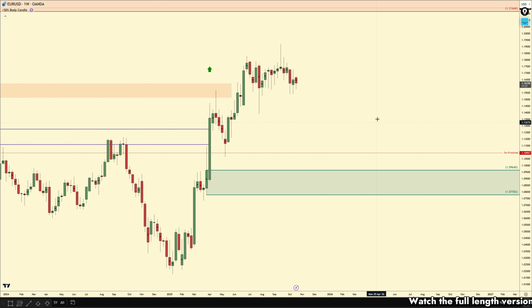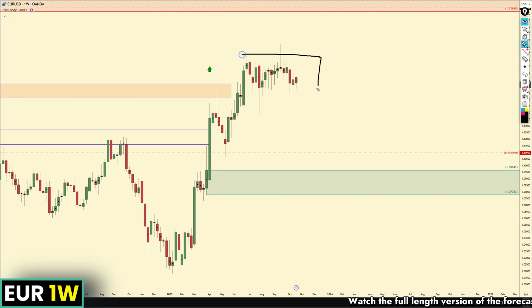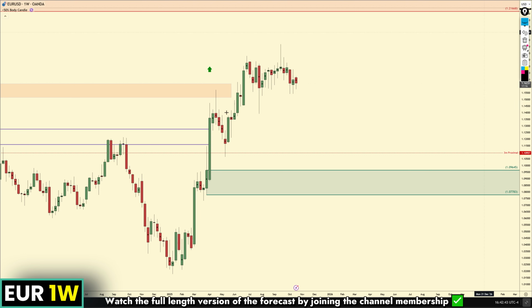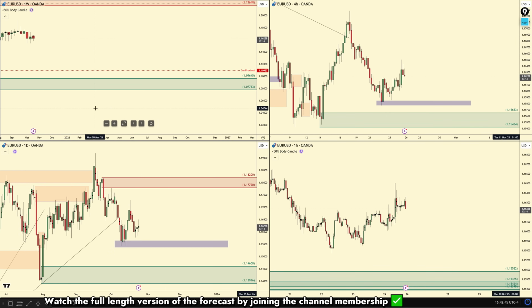Looking at the forecast for the euro US dollar, clearly just basing out here on the weekly time frame. So very indecisive after we got this massive explosive move up here. A pullback down to the weekly demand is going to be fantastic, but obviously really no signs of that just yet.